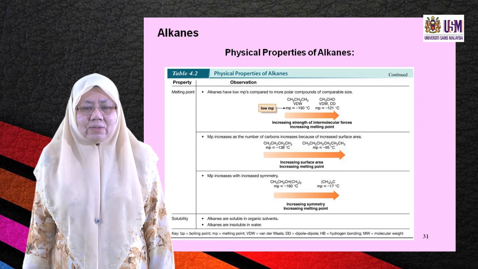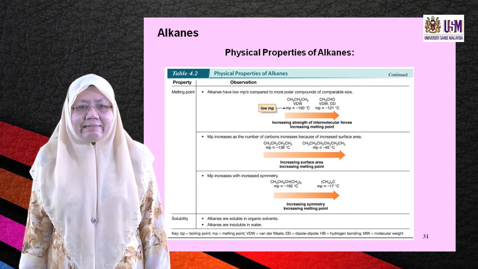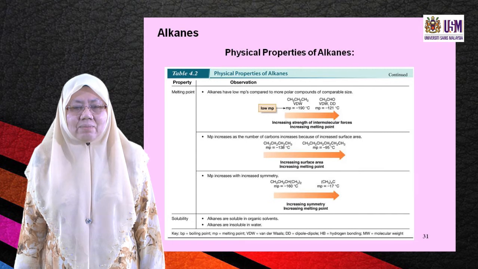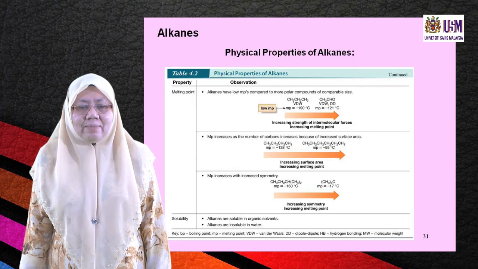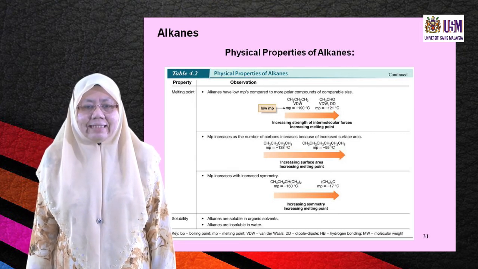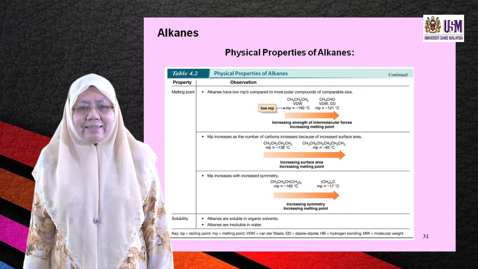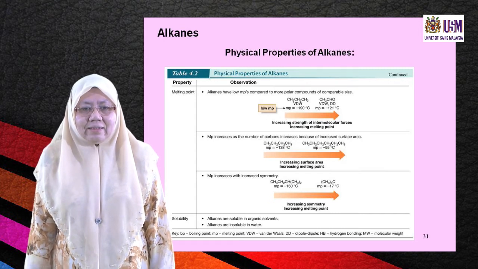The next we are going to look at is that an increase in the number of carbons will also increase the surface area. Increasing surface area will also increase the melting point, as in the example given. You can see butane has only 4 carbon atoms. The melting point of butane is minus 138 degrees Celsius, whereas in hexane, the melting point is minus 96 degrees Celsius. Another factor that also affects melting point is the structure of the molecule.